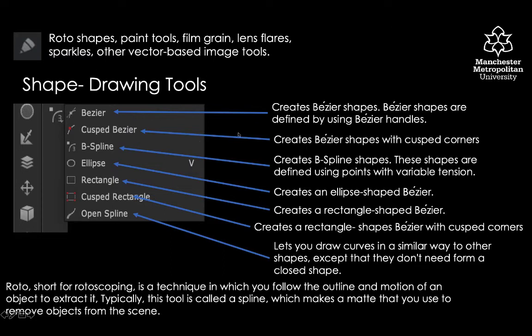Then you've got your cusp Bezier where it's all kind of straight edges to it. Then you've got your B-spline. Shapes are defined using points with variable tension. So again, especially if you are doing a roto on a hand, this is quite a good tool to work with. And then of course creating a circle or shapes for Bezier, again a rectangular shape, Bezier by cusp corners and stuff. So very self-explanatory.